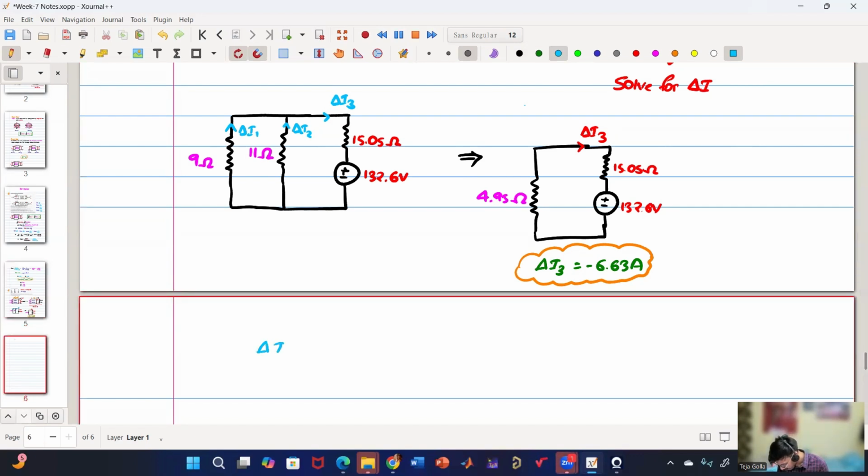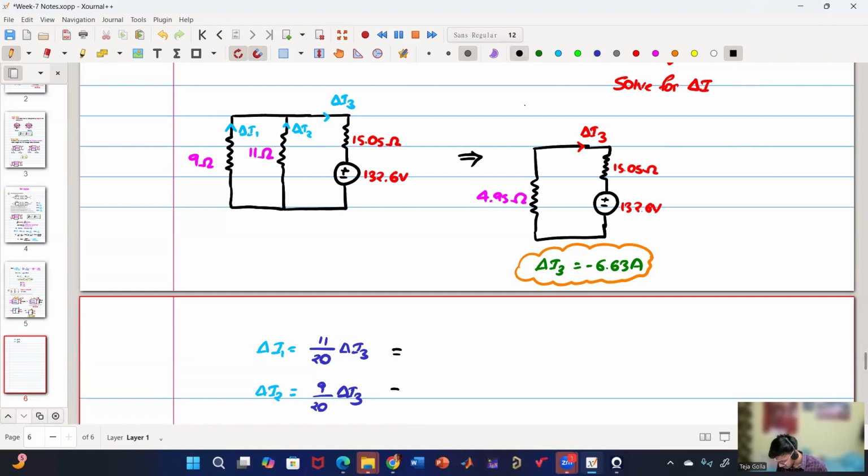Okay. So now we know delta I3, can you tell delta I1 in terms of delta I3, and delta I2 in terms of delta I3? In terms of 9 ohm, 11 ohm, because current is being divided, right? Delta I1 is 11 by 20 multiplied by delta I3. And delta I2 is 9 by 20 into delta I3. Okay. Now can someone calculate the values and tell me?